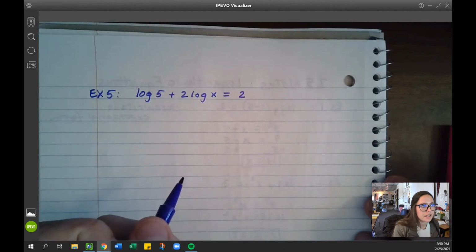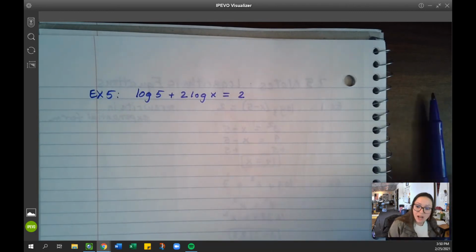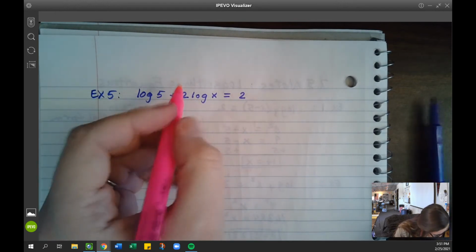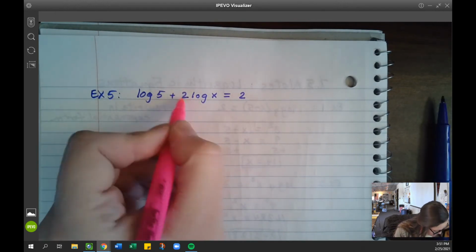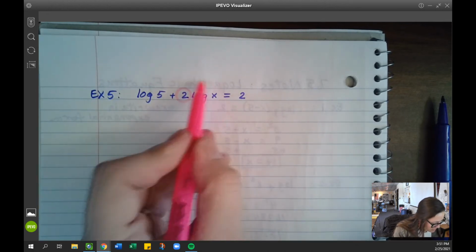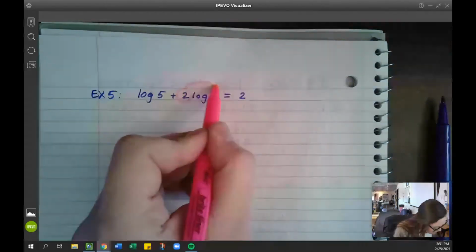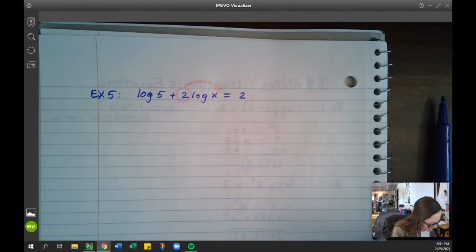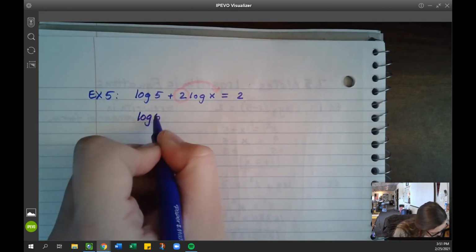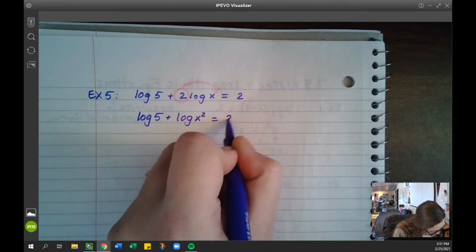All right, now we are going to use a couple properties. Before I can add these together, I need to take care of this in front. Now, before, we really only brought the exponent out, but if I have a number multiplied in front, I can move it inside as an exponent. So this becomes log 5 plus log x squared equals 2.